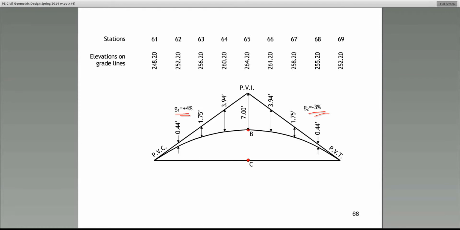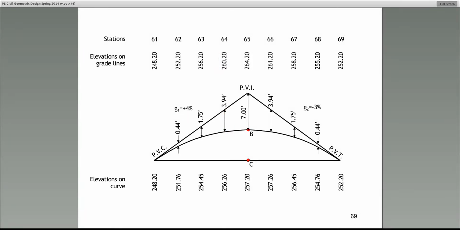Now, the next thing that you need to do, they will ask, for example, what is the elevation on the curve at station 64, which would be here? So pay attention. We take the elevation on the grade line, in this case, subtract the tangent offset, subtract the 3.94, and whatever we end up with would be the elevation on the curve at that station.